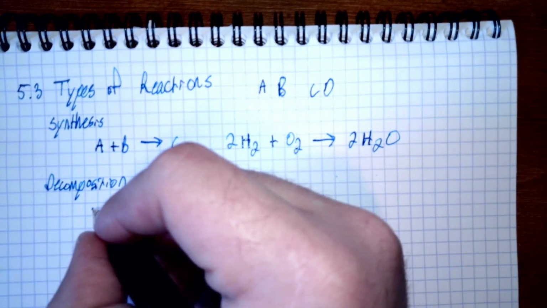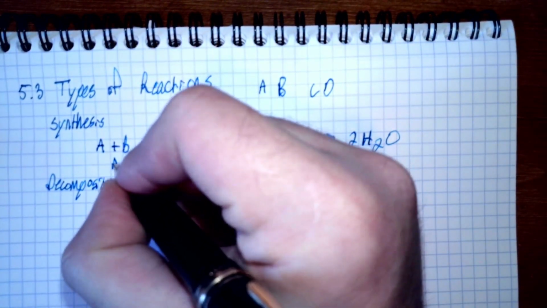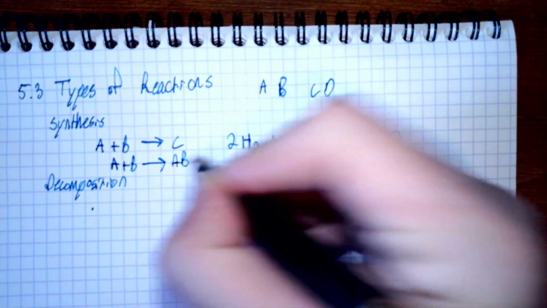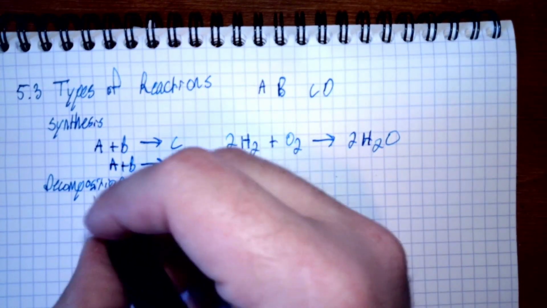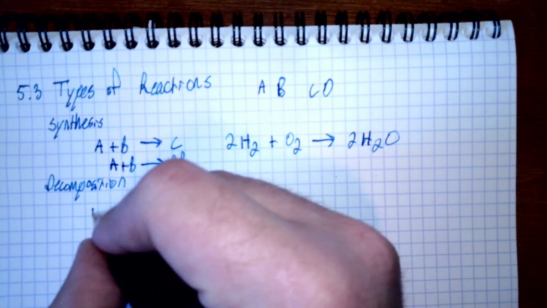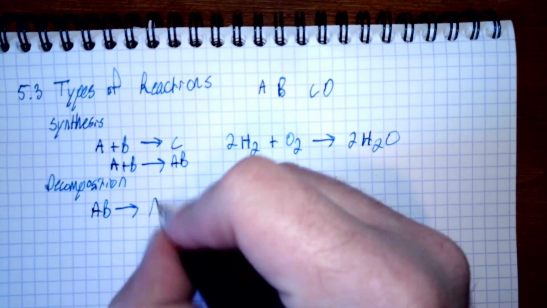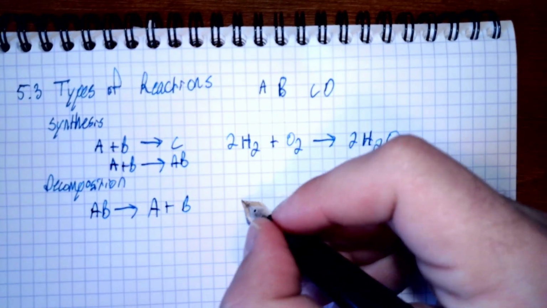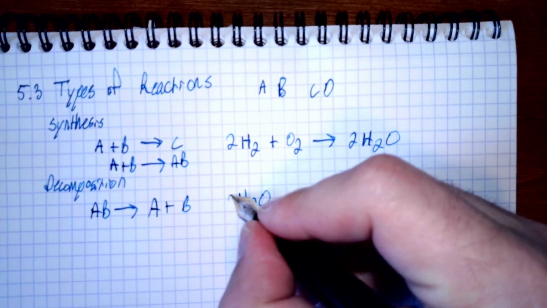So it could be... Actually, let me rephrase this. A plus B reacts to form AB. Because it's a substance just made from sticking those two things together. Right? So a decomposition reaction would be the opposite of that. AB reacts to form A plus B. Right? So we can take this reaction, do it in reverse.